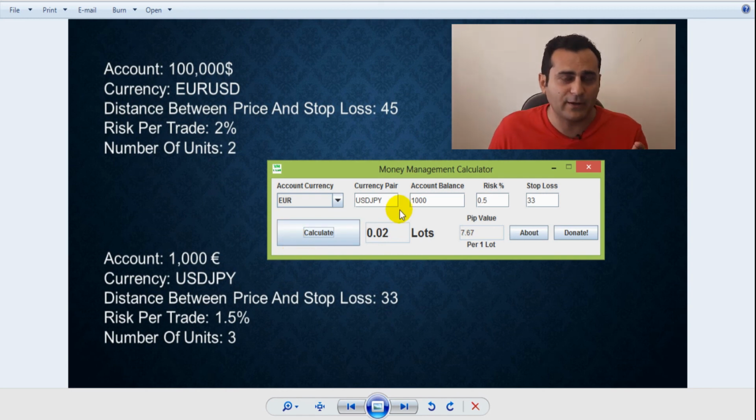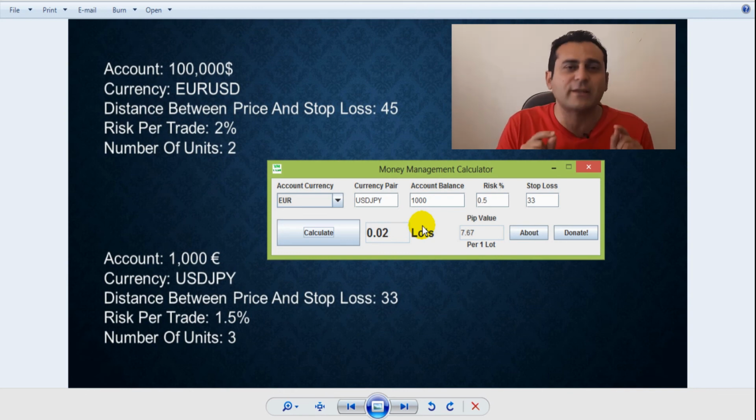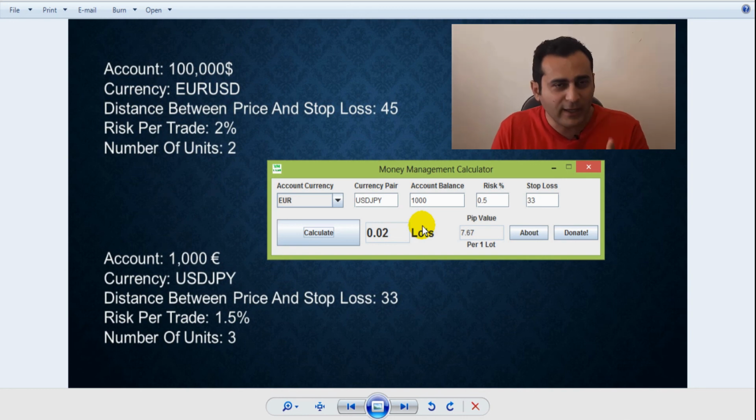In this example, this trader should trade 0.02 lot size. Okay? It's very easy, but it's very important that you calculate your lot size in every single trade. Okay? That's it.